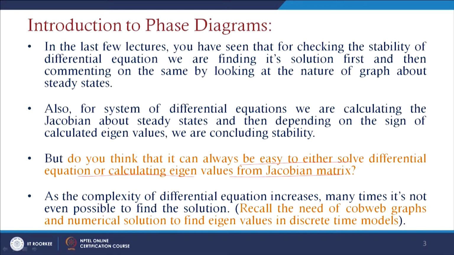As the complexity of a differential equation increases, many times it is not even possible to find the solution. You can remember the Cobweb graphs and the numerical solutions to find eigenvalues for discrete time models. It is very difficult to find the eigenvalues, and also to find the solution in Cobweb graphs. So, if we cannot handle complex differential equations in an easy form to find stable or unstable conditions at the steady states, then it is difficult to go for a solution process where we can find the solutions in complete form.